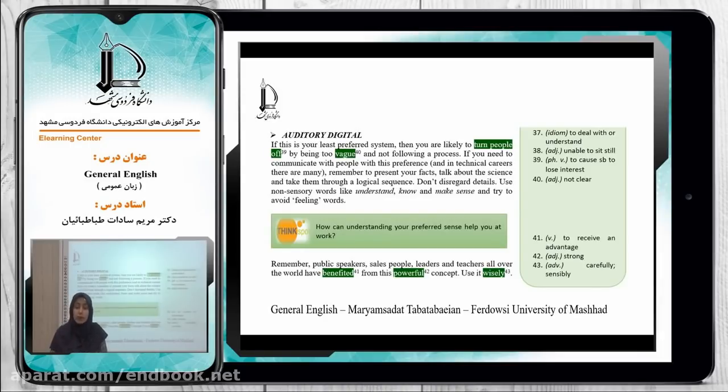And remember to use facts. Present facts means just show them the facts that you have and talk about science, logic, and the like. Don't ignore details. Pay a lot of attention to details. And use words like understand, know, and the like, because when you use such words, they have to do with logic, and they will agree with you more.